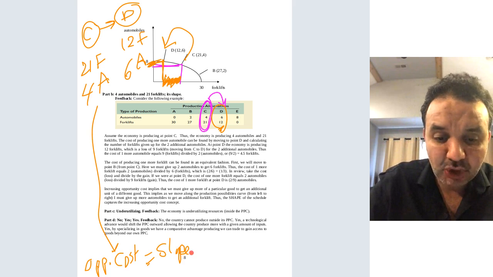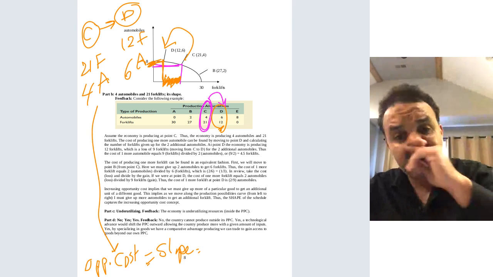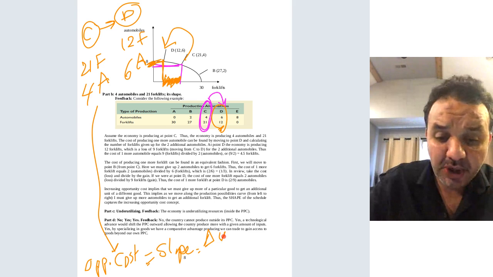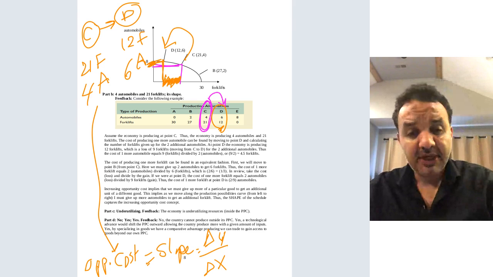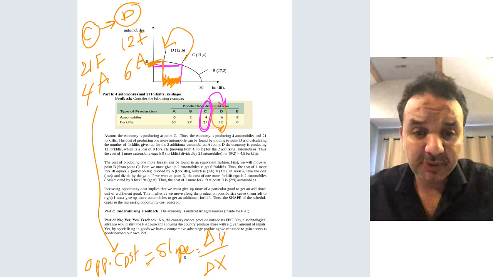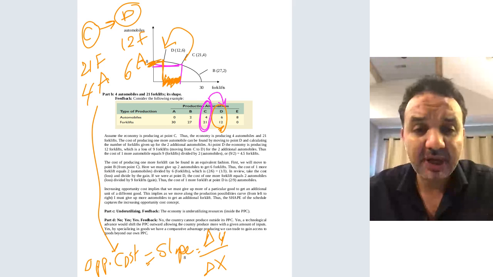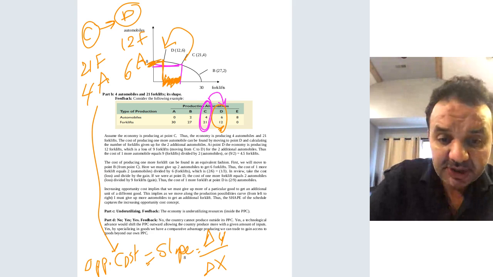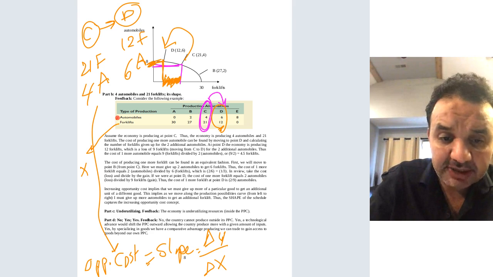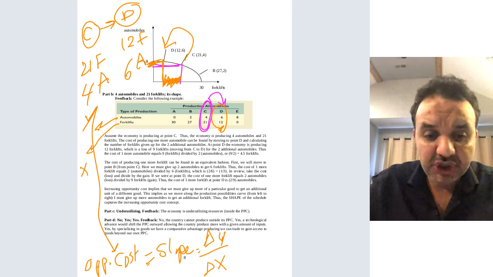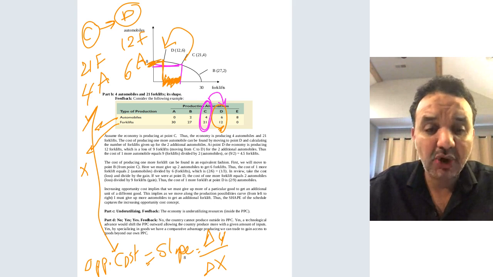Okay, so if this is the case, opportunity cost is the same as the slope. Remember how to find the slope? The slope is the change in y over change in x. This is the easiest way to find out the opportunity cost. Opportunity cost is the same as the slope. So what does it mean? In our particular example, we put forklifts on the x-axis, we put the automobiles on the y-axis. So the change in y, I mean the change in automobiles.